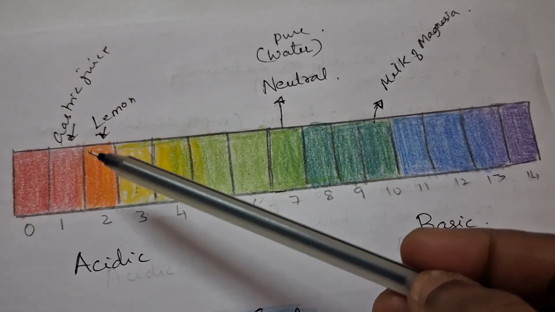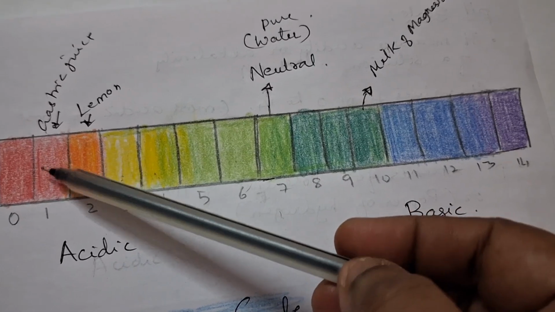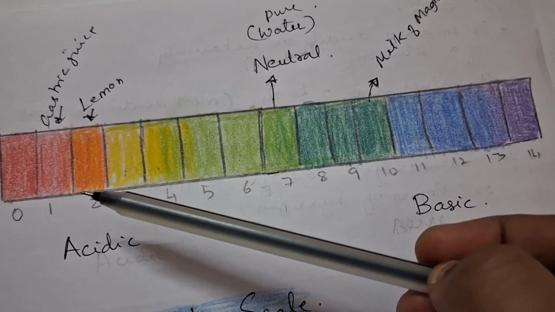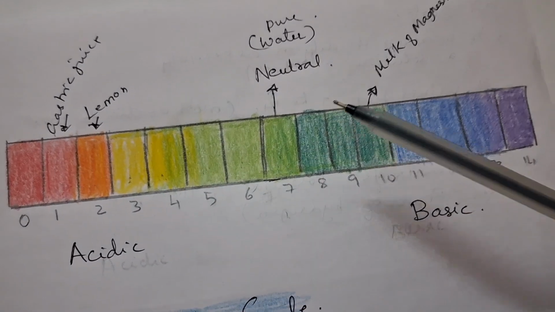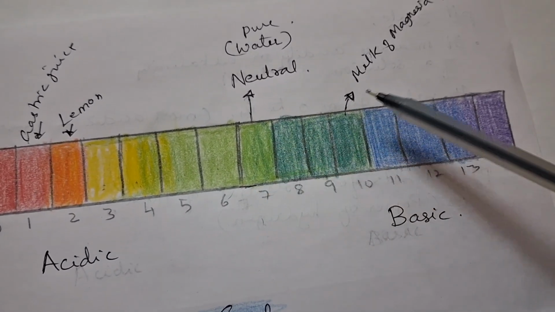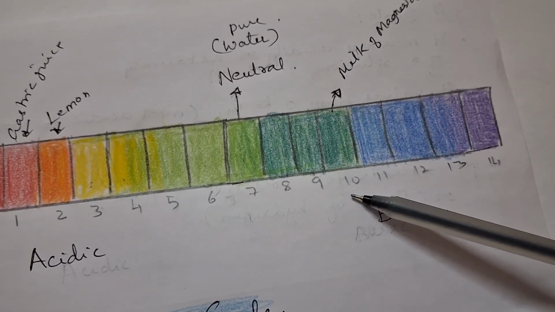For example, gastric juice comes under 1 point something, 1.2 or so. Lemon juice comes under 2. Pure water is neutral, so it comes under 7. Milk of magnesia comes under 10.